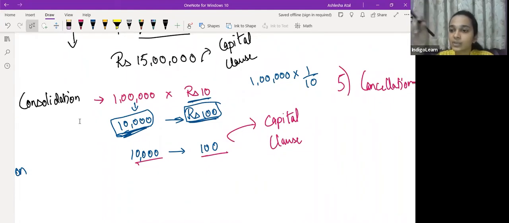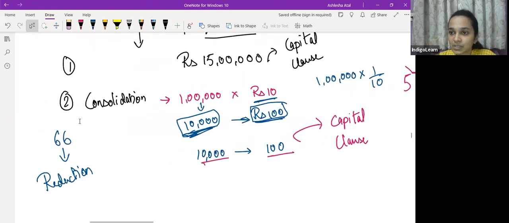So if there's any change in the voting percentage, the calculation and the examples which we have taken are very basic. Here we'll not know whether the voting percentage is changing or not. However, a company's shares will never look like such round figures. The capital is always a very huge amount. So in that situation, consolidation of shares may lead to a change in voting percentage.